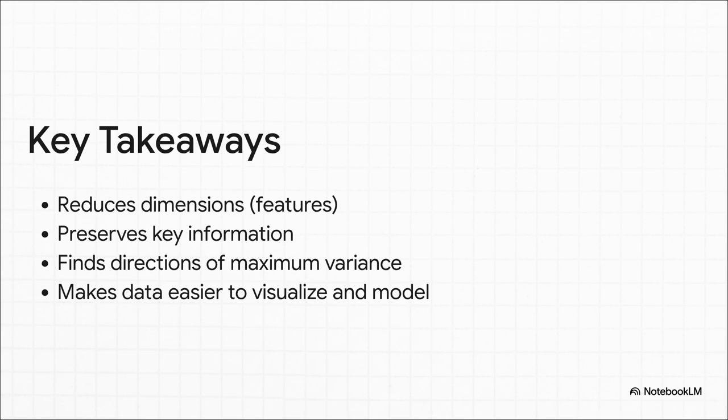What should you remember? PCA is a super powerful tool for simplifying your dataset. It cuts down on your features while holding on to the most important patterns. And it does this by finding the directions where your data varies the most. The end result? Your data becomes way easier to visualize and to feed into your models.